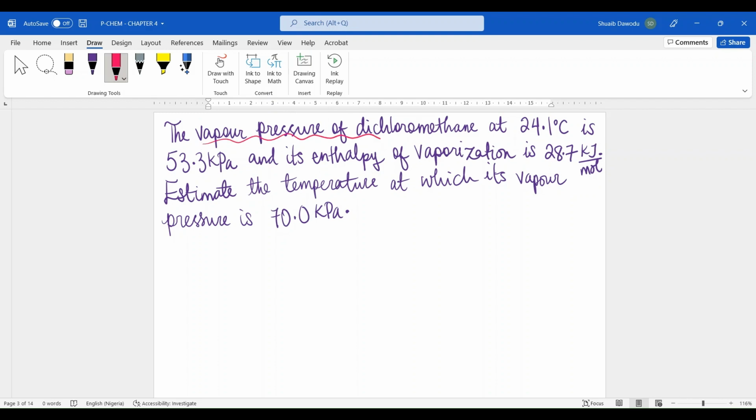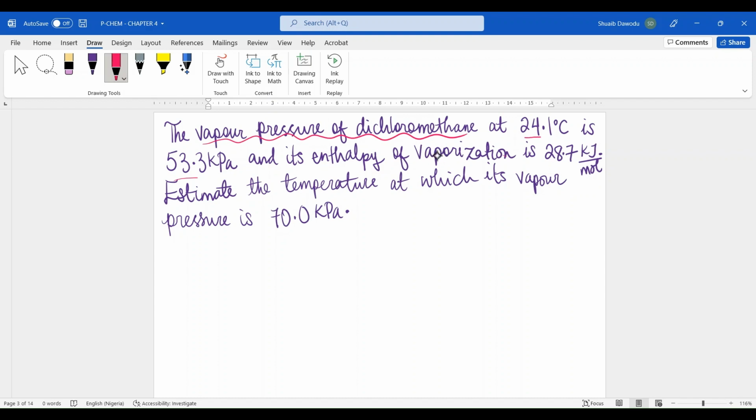We're told the vapor pressure of dichloromethane, being the molecule, or you can say the chemical or the sample that we're working with in this question, at 24.1 degrees Celsius is this. So at this particular temperature, it has a vapor pressure of 53.3 kilopascal. And we're told the enthalpy of vaporization, which is basically going from liquid to gas or from liquid to vapor, is 28.7 kilojoule per mole. Now we're told to estimate the temperature at which its vapor pressure is 70.0 kilopascal.